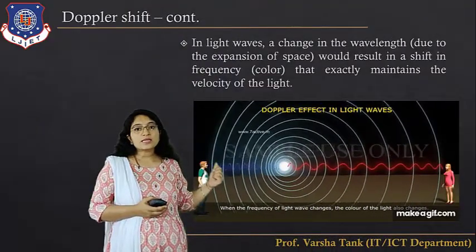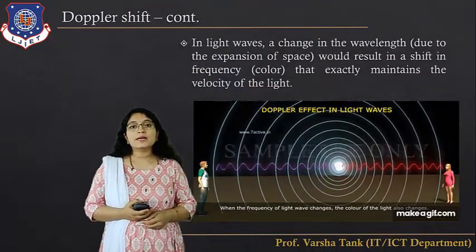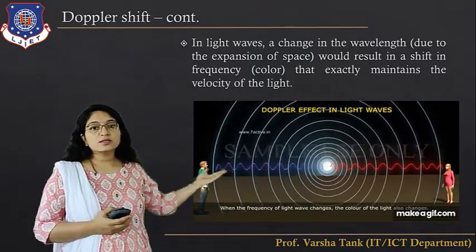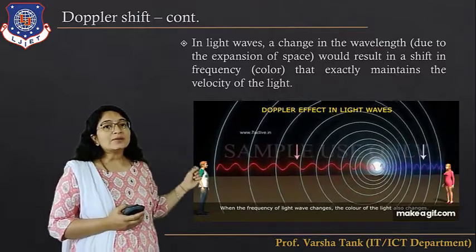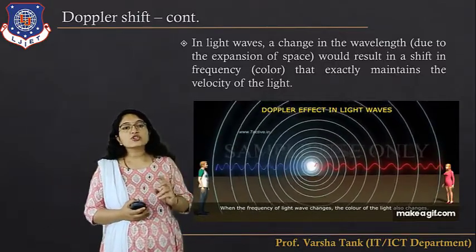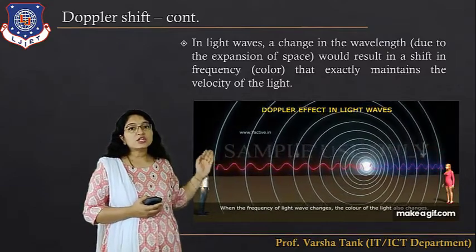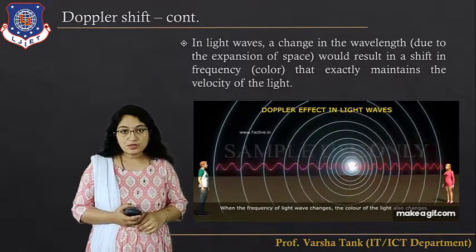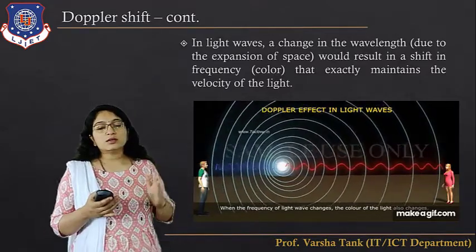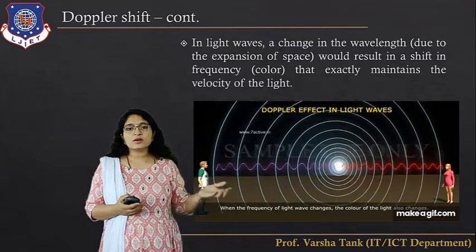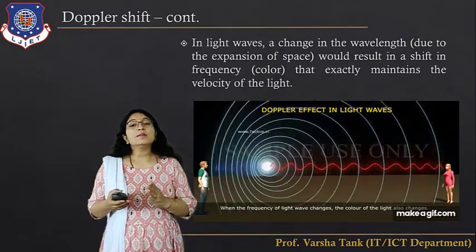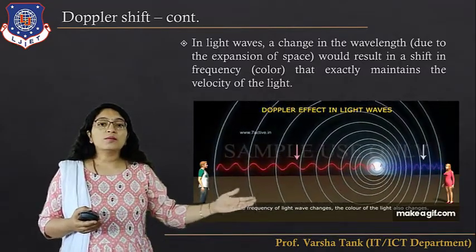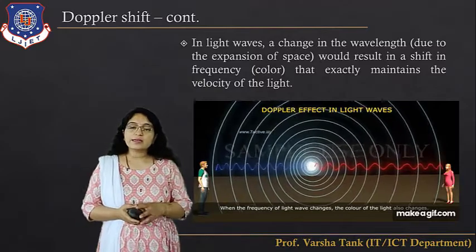Now here you can see how the Doppler shift arises with light waves. In light waves, a change in the wavelength due to the expansion of the space would result in a shift in the frequency that exactly maintains the velocity of light. When the mobile receiver, or the vehicle, is coming towards the transmitter, the Doppler shift is high, and when it is moving away from the transmitter, it is low.